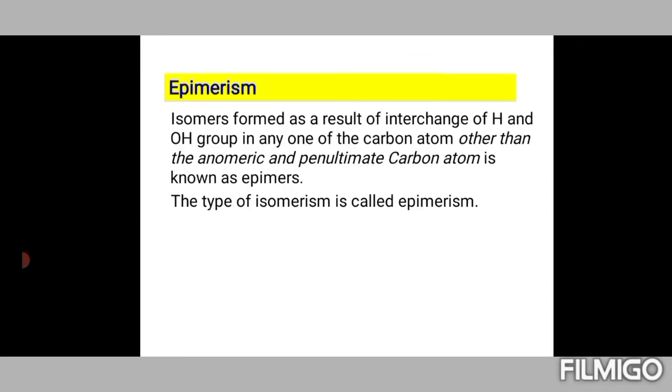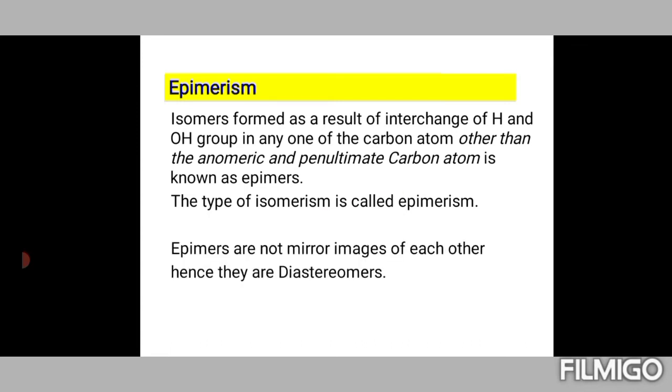And this is another kind of isomerism exhibited in monosaccharides, epimerism. In epimerism, the isomers differ around a single carbon atom. That particular carbon atom should not be the anomeric carbon atom, which we know, and it should not be the penultimate carbon atom also, which we also know. Such isomerism is called epimerism. They are not mirror images or superimposable, so they are actually diastereomers also.